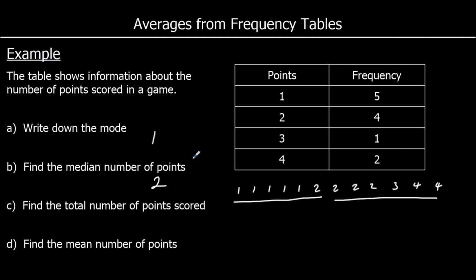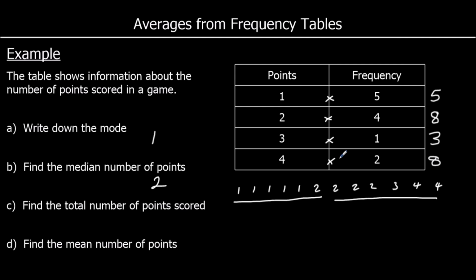Find the total number of points scored. We can either add up these numbers in the list, but we don't really want to do that. We want to use a table. So we can multiply across the table. There are 5 lots of 1 point. 5 times 1 is 5. There are 4 lots of 2 points. 4 times 2 is 8. 1 times 3 points, so 3. And 2 fours, that's 8.